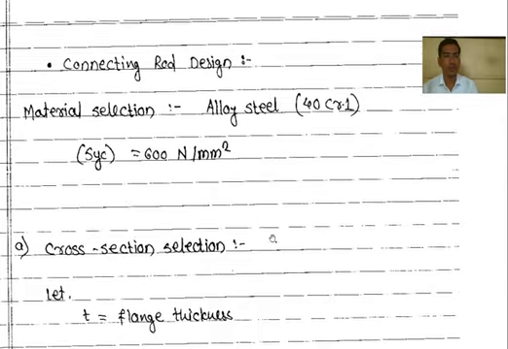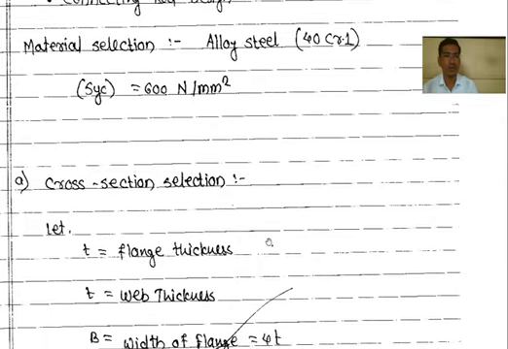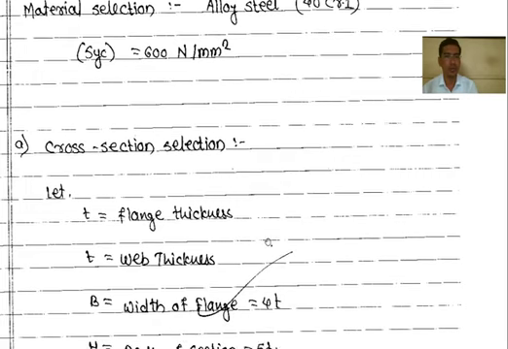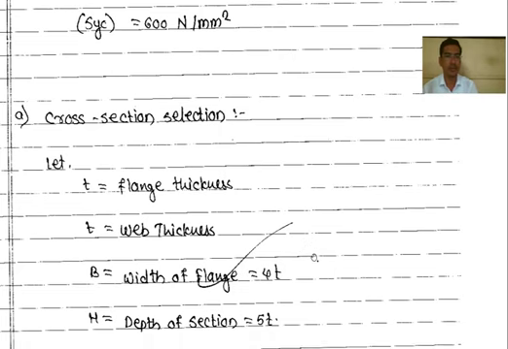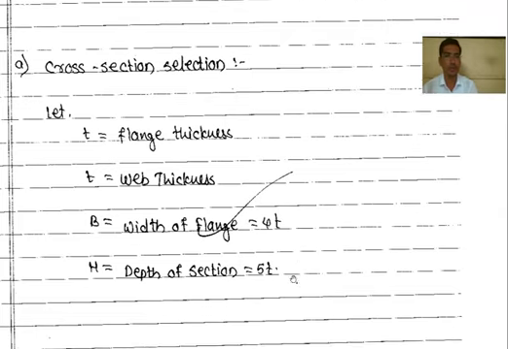So first we have to determine the cross section of the connecting rod. Let t be the flange thickness. Also it will be considered as the web thickness for the connecting rod. Then B is the width of flange, which is always equal to 4 times web thickness or flange thickness. Then H is the depth of section, which is always equal to 5 times flange thickness or web thickness.